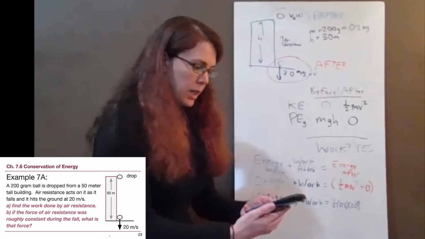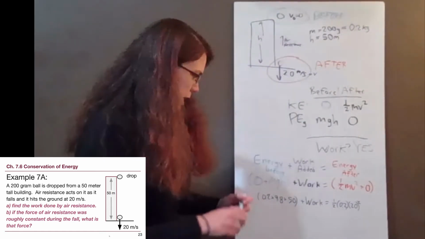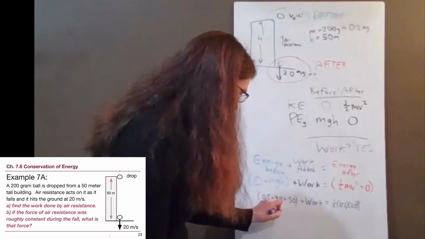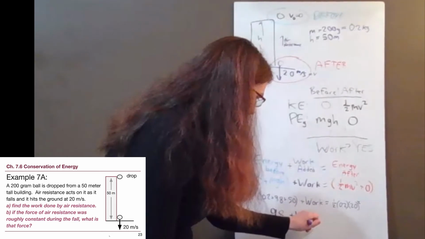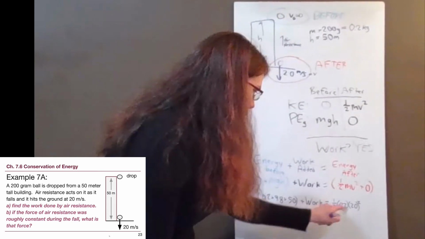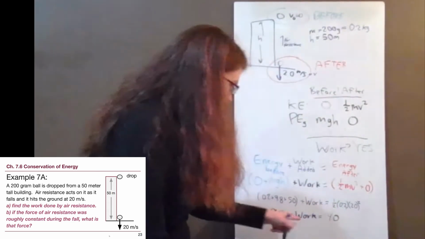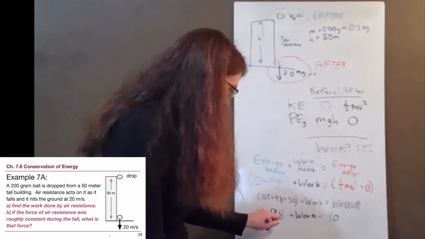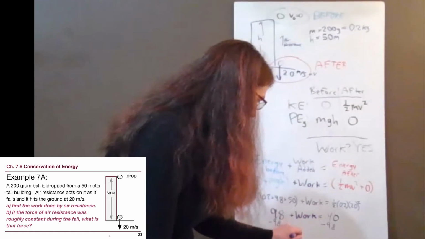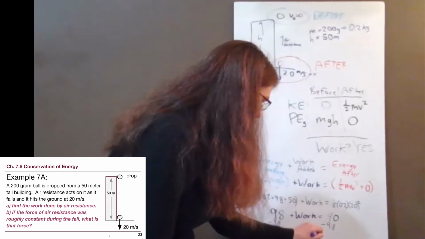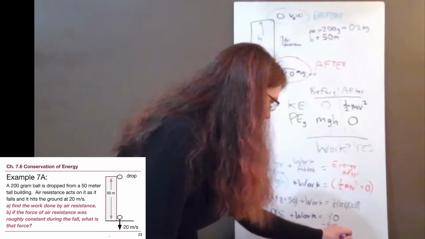All right. So when we get our calculator out, we can just plug all of that in, and we'll get 98 plus work equals, we plug all that in, and we get 40. So to get work by itself, we just subtract 98 from both sides. And we get, as our answer to part A, that work equals negative 58 joules.